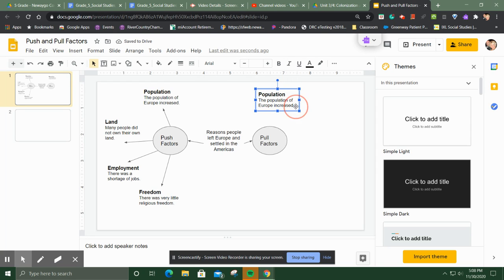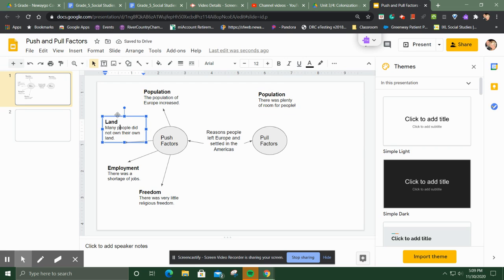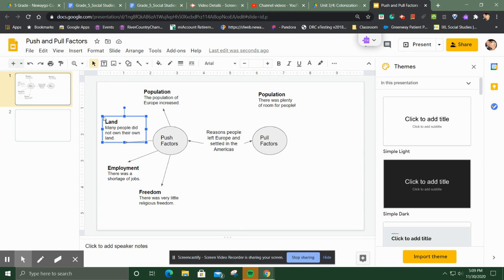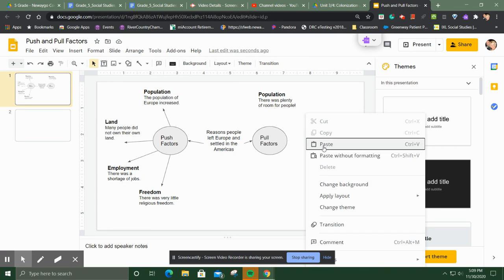So population, I'm going to take out the part about Europe's population increasing, because now we're talking about the New World. The population, people wanted to move here because there was plenty of room for people. Land, we're going to bring this over, copy it, and paste over here.